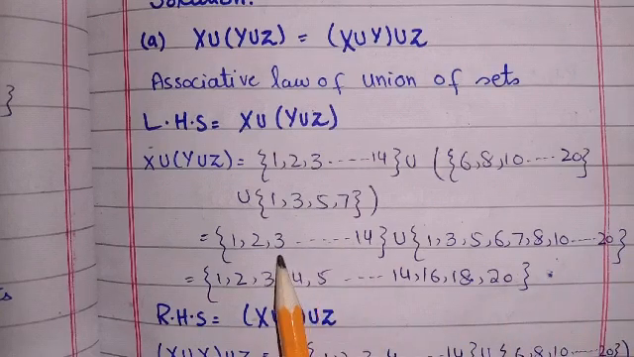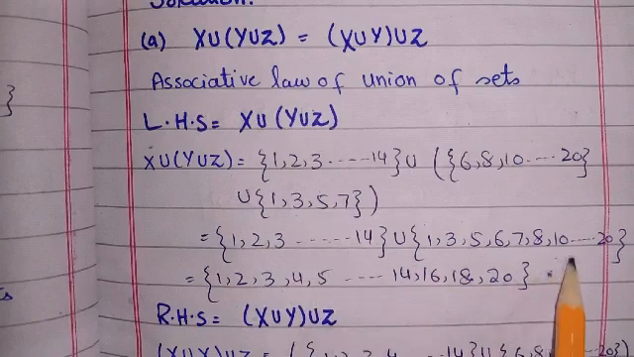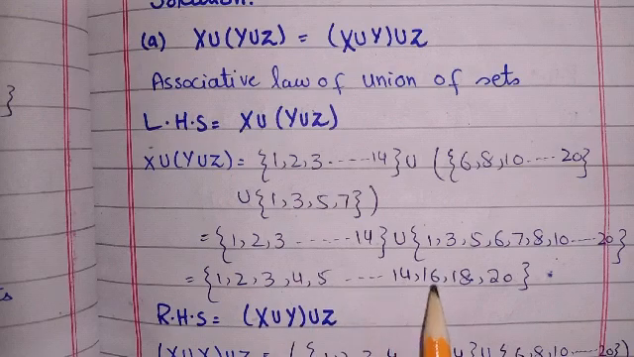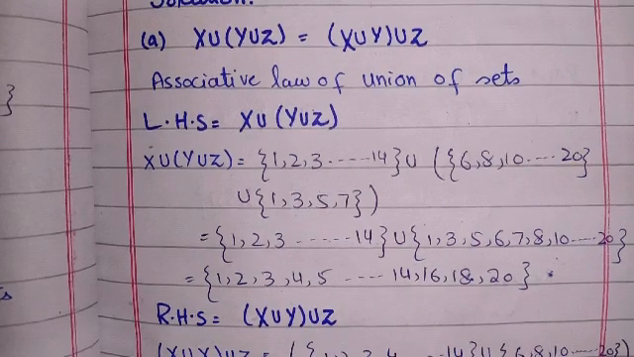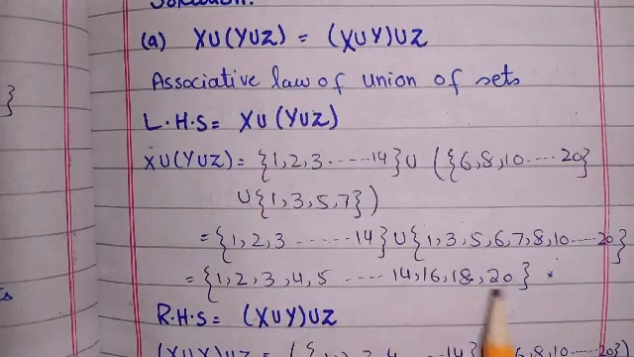Now students, we will write the x set as it is. The next step is to find the union of the x set and the resultant set. By their union we get 1, 2, 3, 4, 5 up to 14, 16, 18 and 20. So the answer of the left hand side is 1, 2, 3, 4, 5 up to 14, 16, 18 and 20.